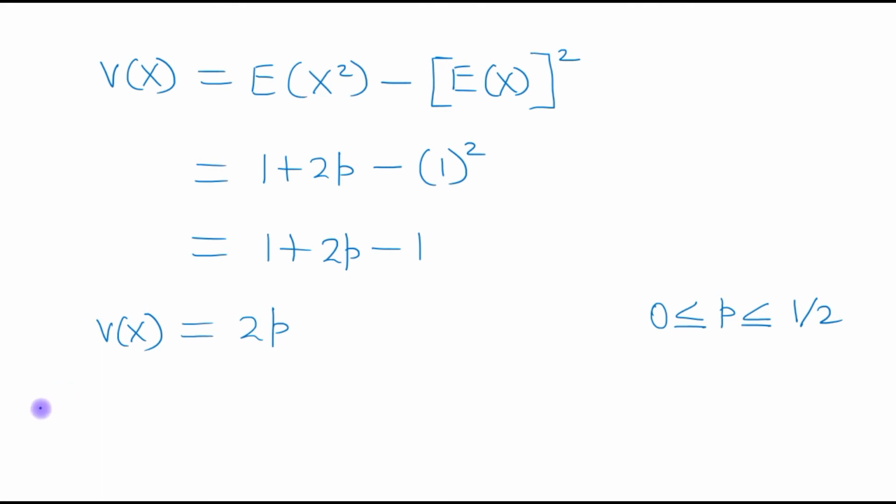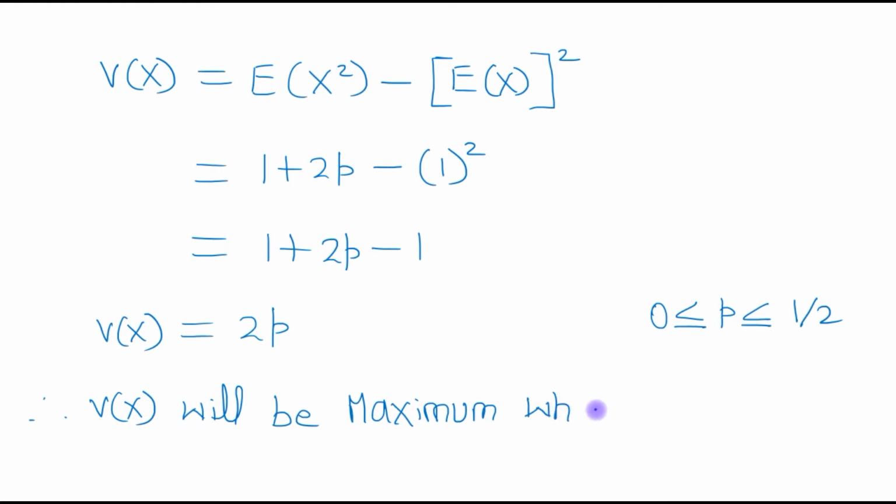So we can write, therefore, variance of x will be maximum when p achieves its maximum value, which is half. So when p equals half, variance of x will be maximum.